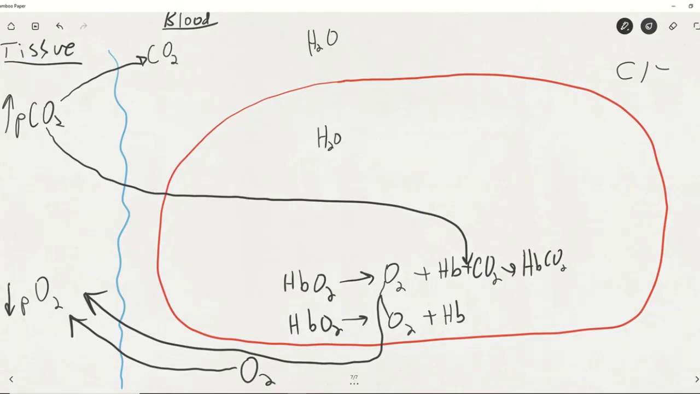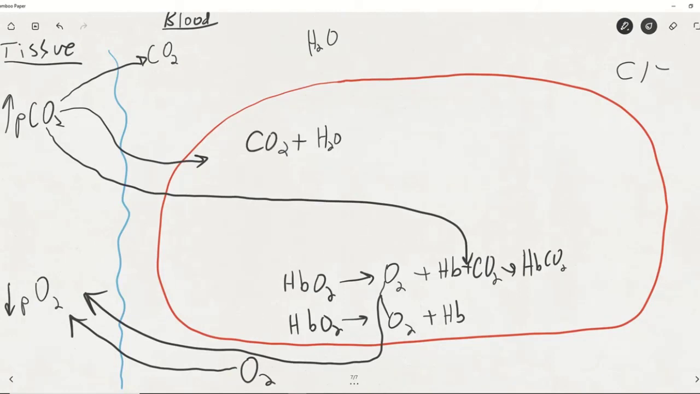But remember, most of the CO2, 70%, is found in the bicarbonate ion. So let's look at what that looks like. CO2 diffuses into the blood, down its partial pressure gradient. It diffuses into the erythrocyte, where it meets with water.